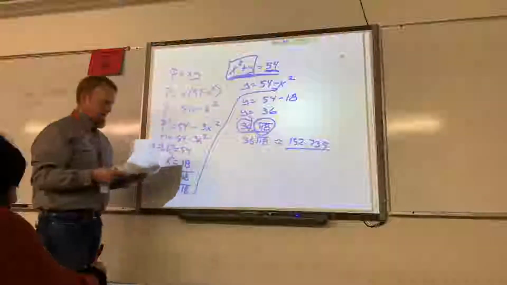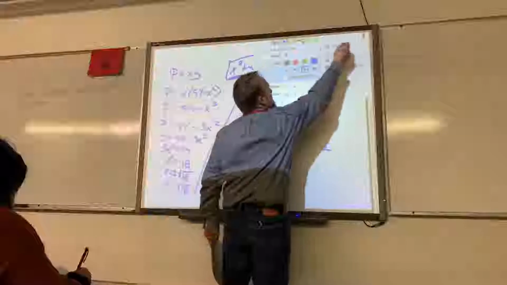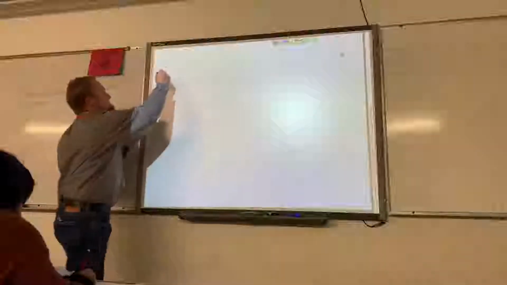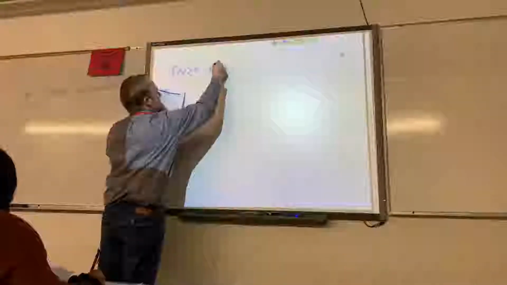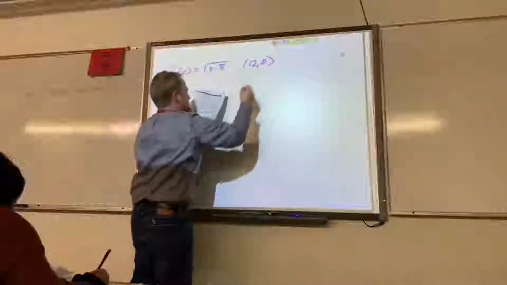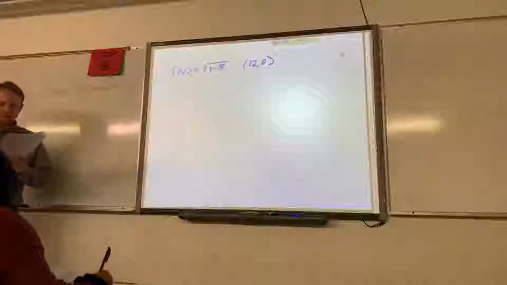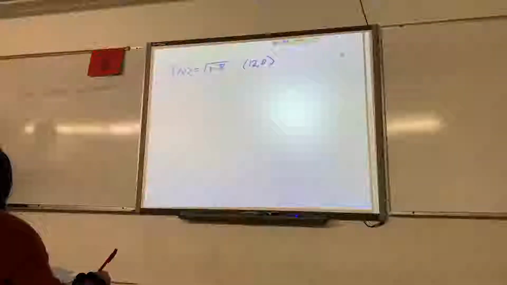All right. Next one we're doing is 16. We have a function, f of x equals the square root of x minus 8. We have a point 12, 0. Directions say find the point on the graph of the function that is closest to the given point.